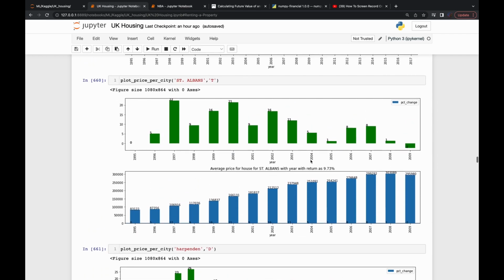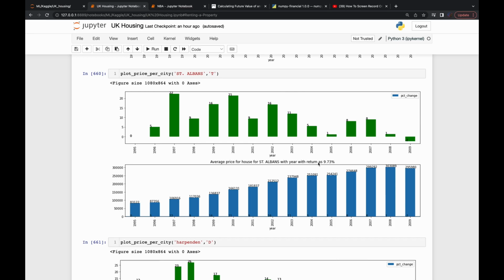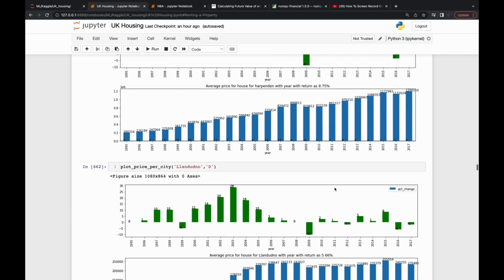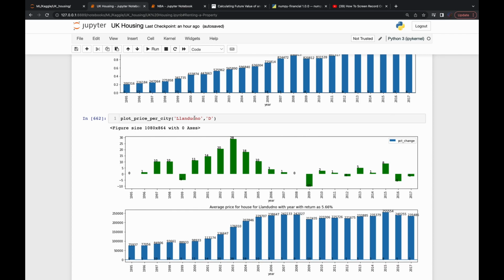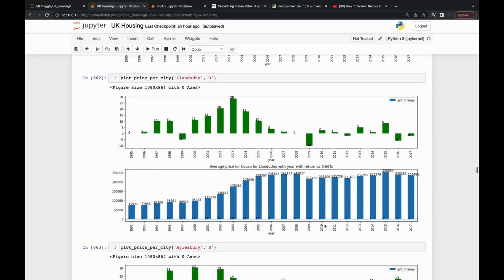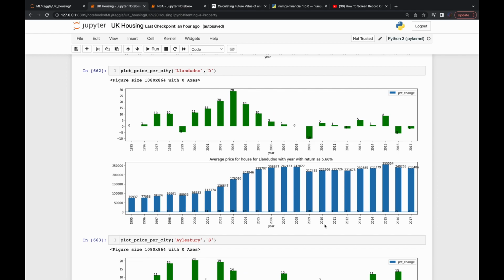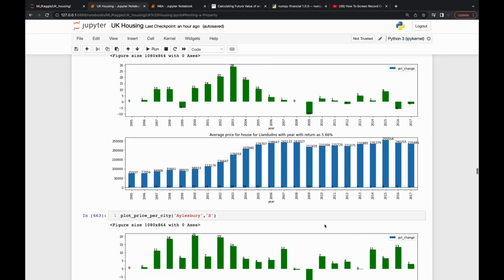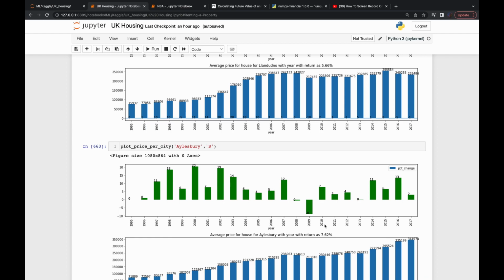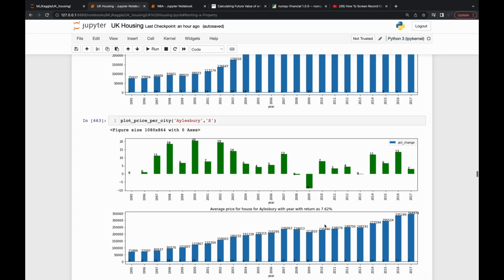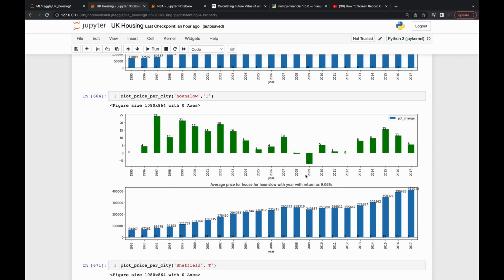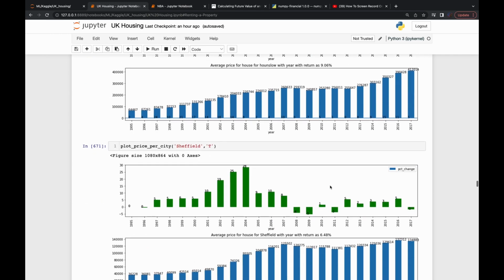This is St. Albans, average return 9%. Llandudno is another town in northern Wales, and here again average return is 6%. So apparently the pattern we are finding is that if you are staying closer to the London area, the price has increased more. Even London's price increase is maximum about 10%. Towns closer to London are also increasing 7-8%. Hounslow is 9%, which is part of London.